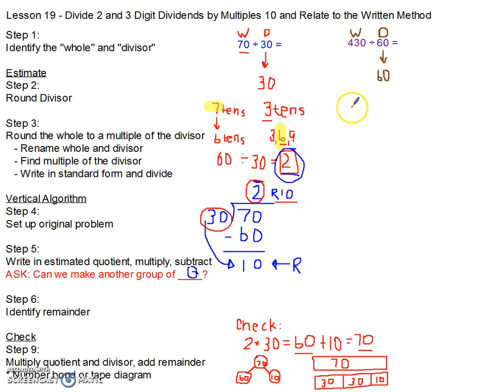Step 3 is we want to round our whole, and within that, we want to rename our whole and our divisor, so our divisor will be 6 tens. And then to make it easier, I'm just going to round my whole into tens also. So I'm going to be rounding to my tens column. So that's 43 tens.